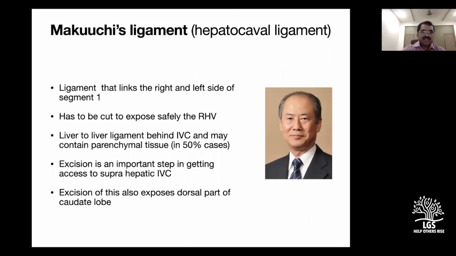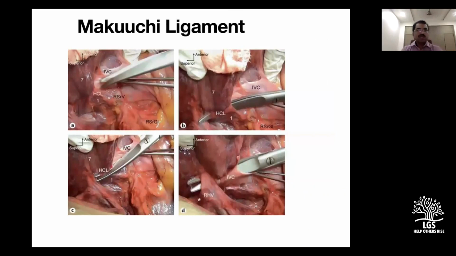So excision is a very important step in liver mobilization, doing surgery for donor hepatectomy, especially the right donor hepatectomy, and for repairing the IVC in patients with what we call Budd-Chiari syndrome. So this is a very important structure. And it is also important to mobilize this ligament when you plan to do excision of the dorsal part of the caudate lobe. So this is the Makuuchi's ligament which I was mentioning.